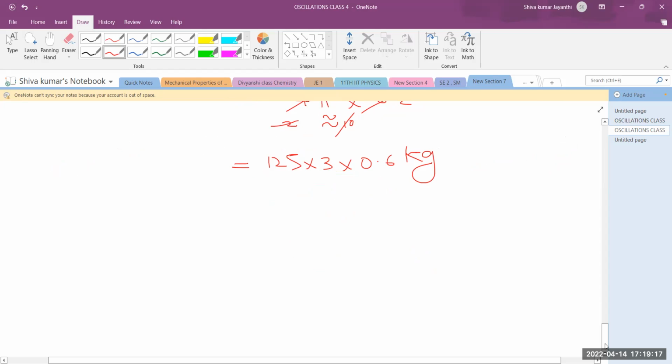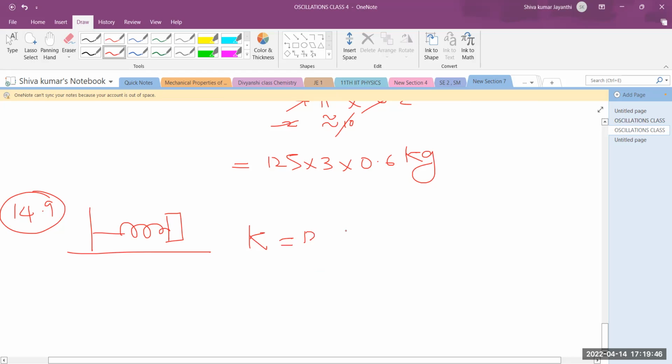Next question. The tough ones I'm not doing. Only the IP 11 questions I'm doing. Question number 14.9 is also an IP question. A spring having a spring constant, they gave this diagram in the question. Spring constant is the force constant. They have given it as 100. It is mounted on a horizontal table as shown.